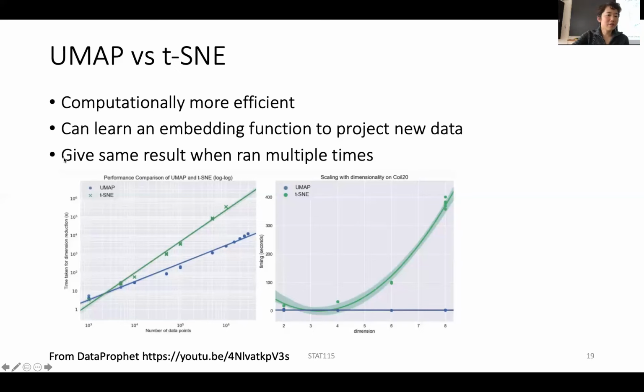Also, the advantage of this is it gives the same result if you run the algorithm multiple times, whereas with t-SNE, every time you run it is different, and every time you add new data is different, so it could be kind of tricky. And so I think for single cell, a lot of people use t-SNE, but more and more people are now using UMAP for visualization.